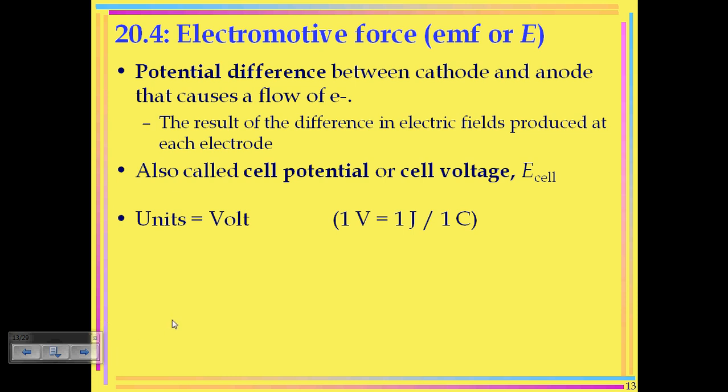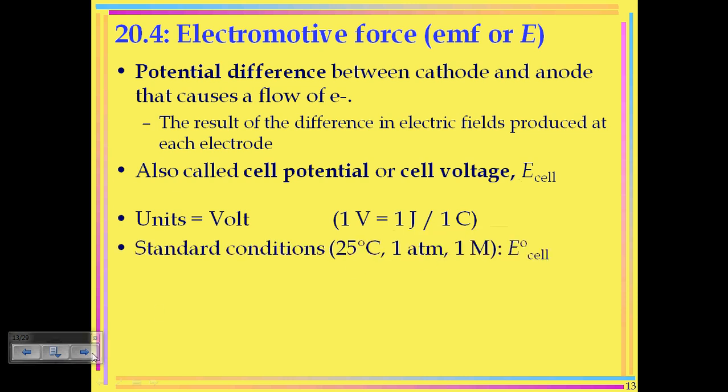Electromotive force or cell potential is written with uppercase E and subscript cell for the overall cell. A cell generally is made up of two half cells, and the two half cells refer to the oxidation half and the reduction half cells. The unit of cell potential is volts, and 1 volt is 1 joule per coulomb. Standard conditions are 25 degrees, 1 atm, 1 molarity. So standard cell potential is cell potential measured at 25 degrees, 1 atm, and 1 molarity.